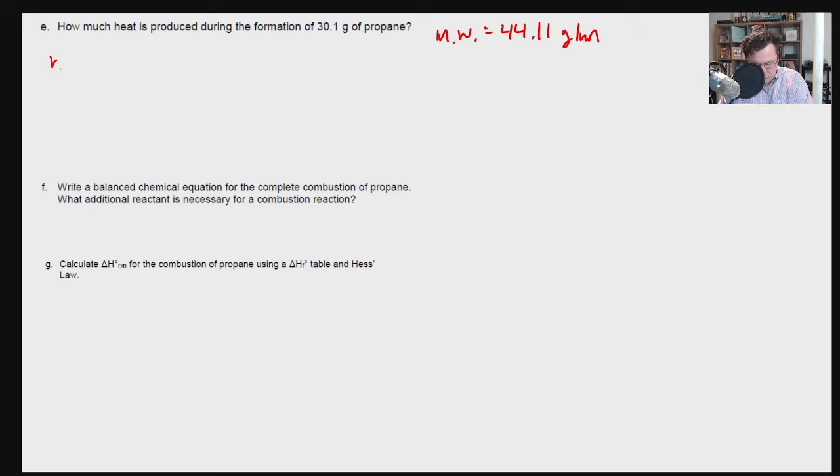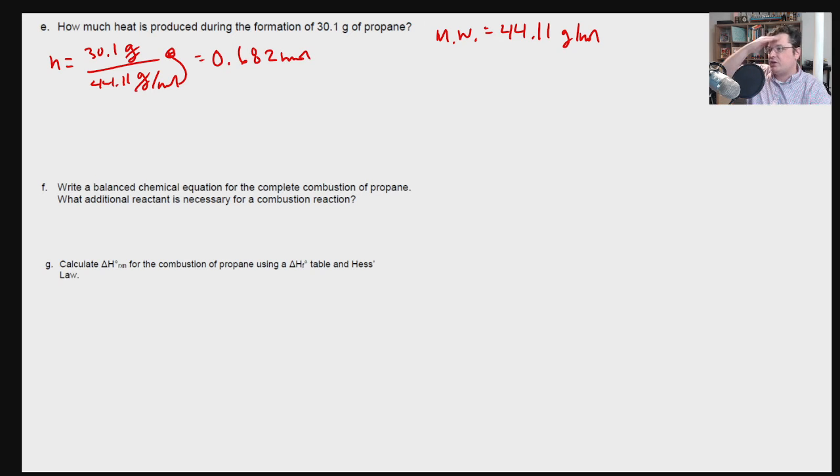Now the number of moles that we have is simply 30.1 grams divided by 44.11 grams per mole. The grams cancel, moles goes up. 30.1 divided by 44.11 is 0.682 moles. And that's how many moles of propane we want to form.